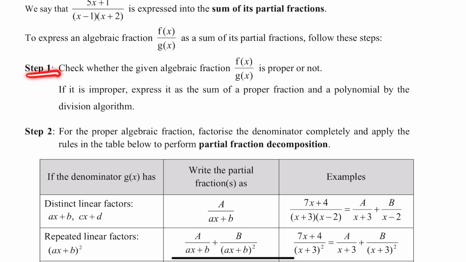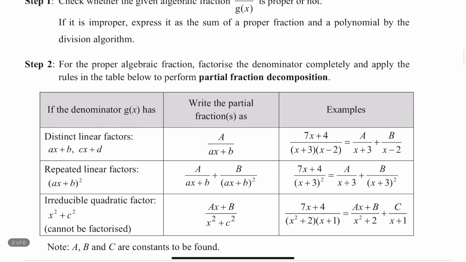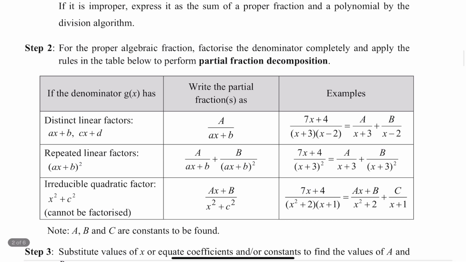Step 1, we check if the fraction is a proper or improper fraction. If it's improper, we have to use the division algorithm to express the fraction as the sum of a proper fraction and a polynomial. Step 2, for a proper algebraic fraction, we will factorize the denominator first, then apply the following rules in this table to perform the decomposition.